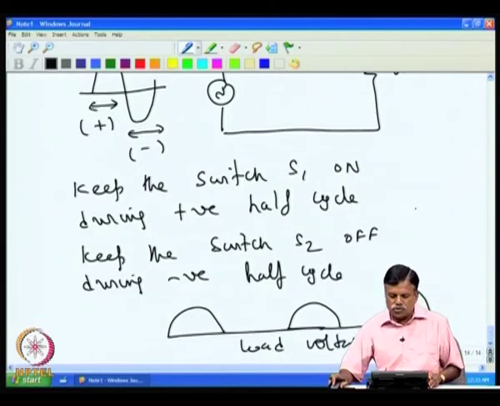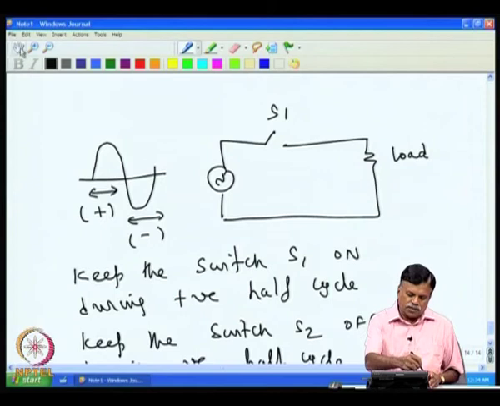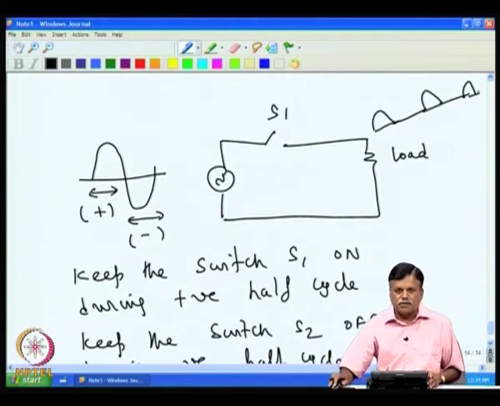Assume this is an ideal switch. Then I will switch it on only when the signal is positive, and when the signal is negative, I switch it off. So, I will get only the positive half cycles at this point.